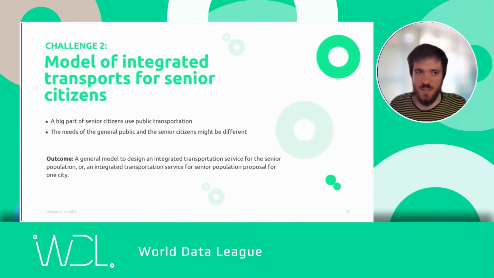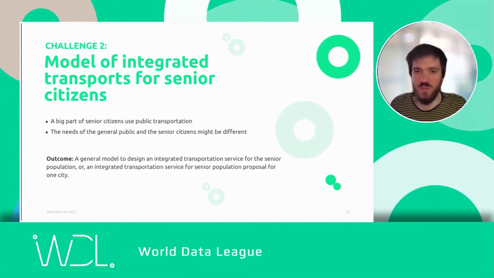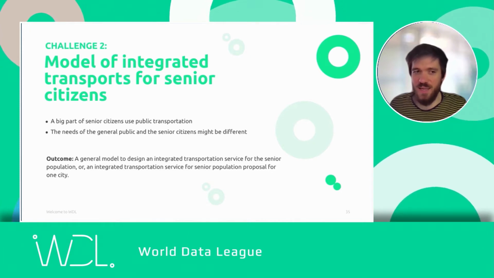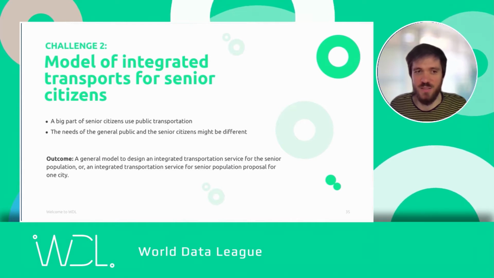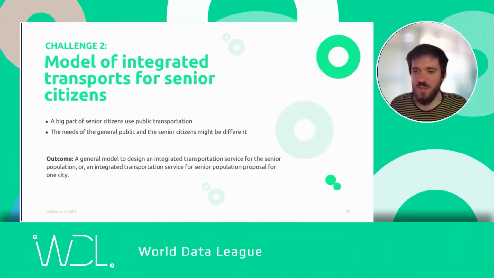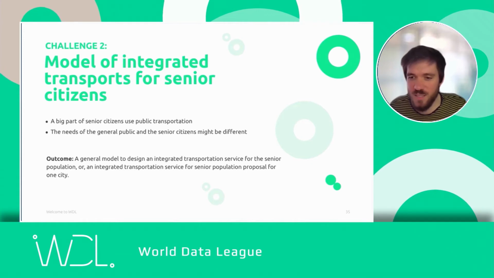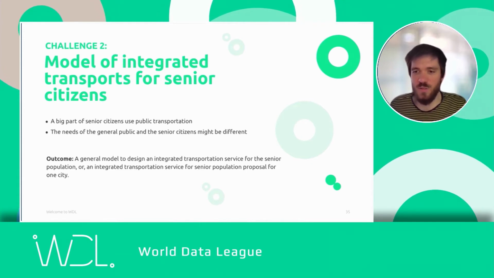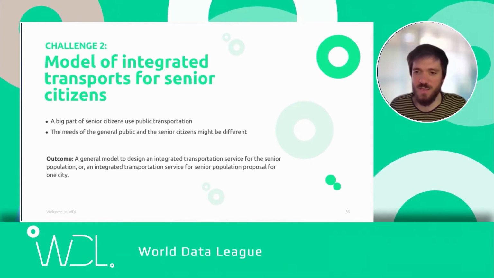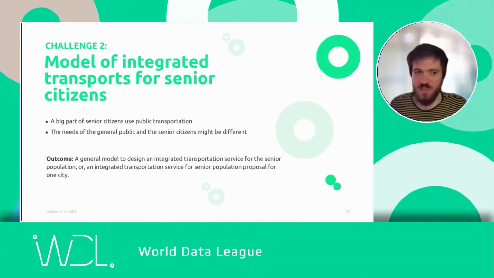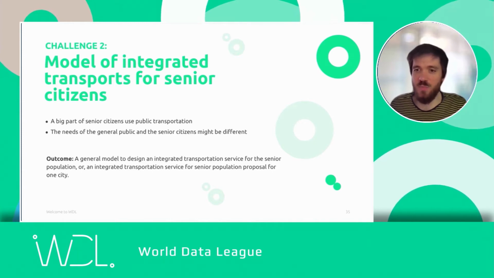For the second challenge, we have a model of integrated transports for senior citizens. Basically, the idea is that we know that a big part of senior citizens rely on public transportation because either they cannot physically drive a car anymore, or because their vision is getting bad, or because their reaction time is getting slower. And this is a really important tool for them during their day-to-day life. And then the needs of the senior citizen compared to the general public might be completely different.